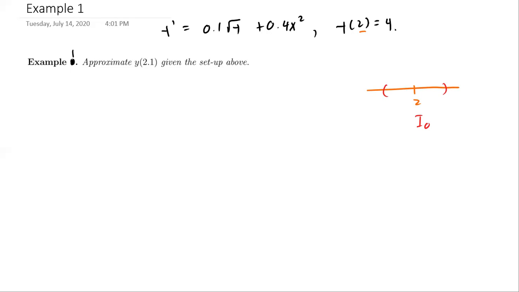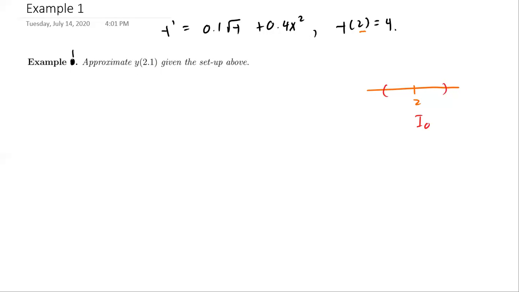Given that, we're going to try to approximate y of 2.1. Now, if we knew what the solution is on this interval, if we knew what y is, we could just plug 2.1 into y, and then we would get what y of 2.1 is. Since we don't know what y is, how do we approximate y of 2.1? Well, the first step of the algorithm is very straightforward. You actually learned this in Calculus 1.